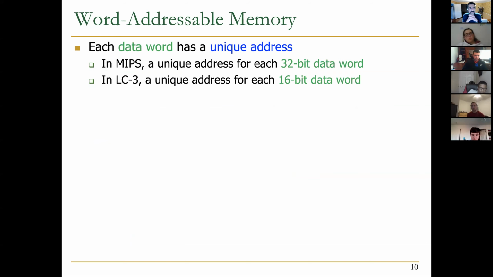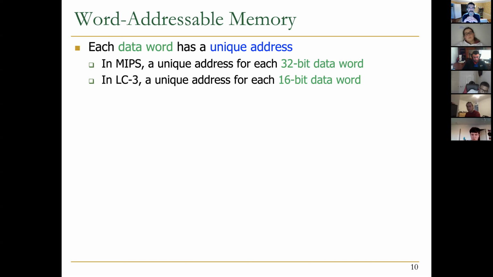So in word addressable memories, each data word has a unique address, right? For example, in MIPS, each word is 32-bit. Each address, essentially, this determines how large each address of the memory is.